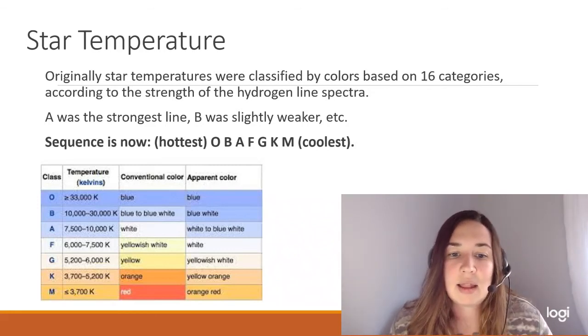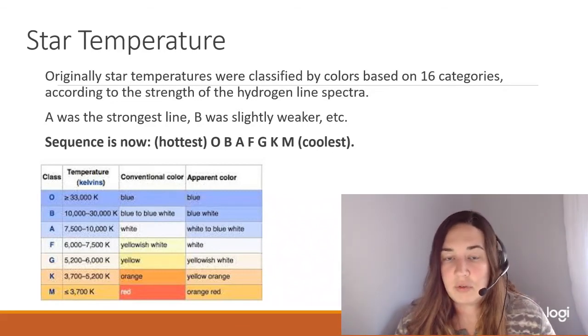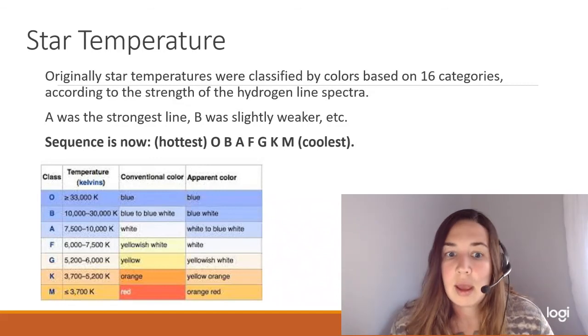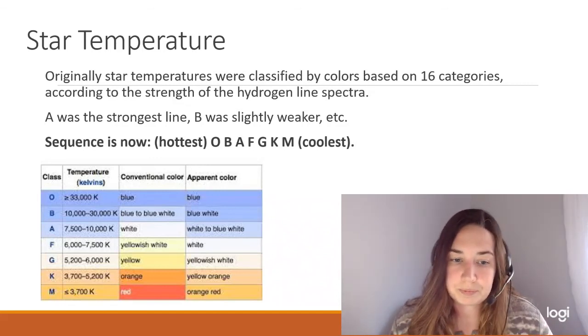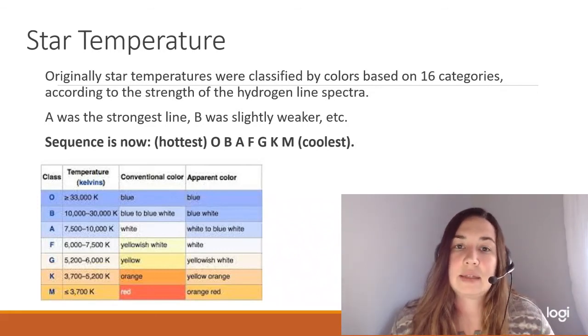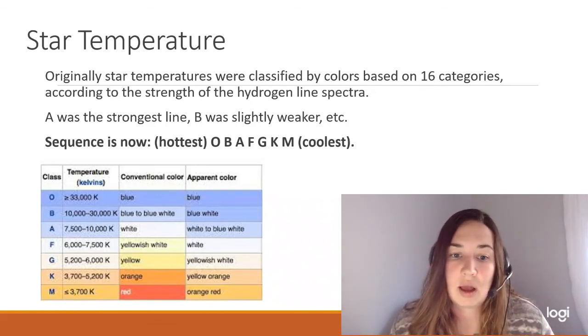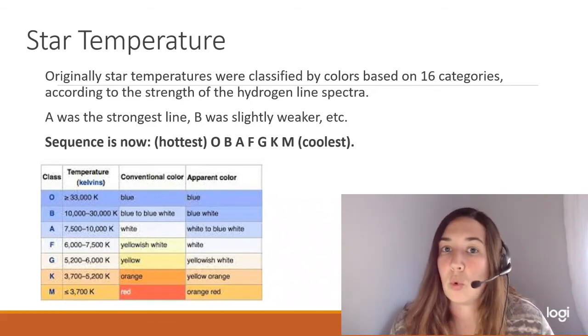Our K classification is going to be 3,400 to 5,200 kelvins, so we're getting a lot cooler. These are going to appear as orange or yellow-orange. And then our last class is going to be our M's, which is going to be less than or equal to 3,700 kelvins. And those are going to appear red or an orange-red.